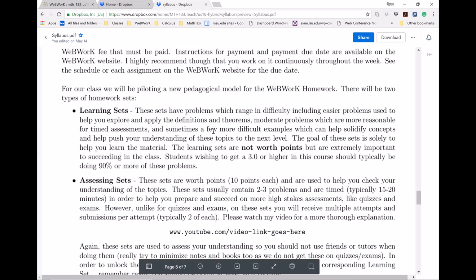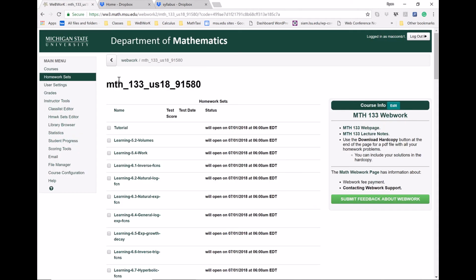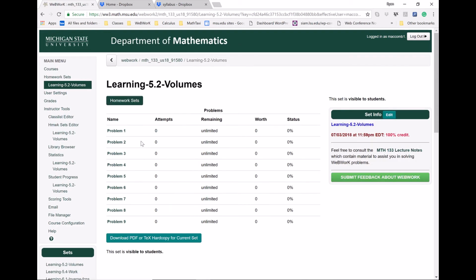These are not worth points. Again, they're solely to help you learn the material. I have our WeBWorK right here, and you can see they're all labeled as learning. So learning 5.2, that's the first section we're going to be going over. If you go here and click, we have a bunch of problems. You get unlimited attempts on all of them. They're not worth any points. They're here to help you learn the material. So that's what these learning sets are all about.